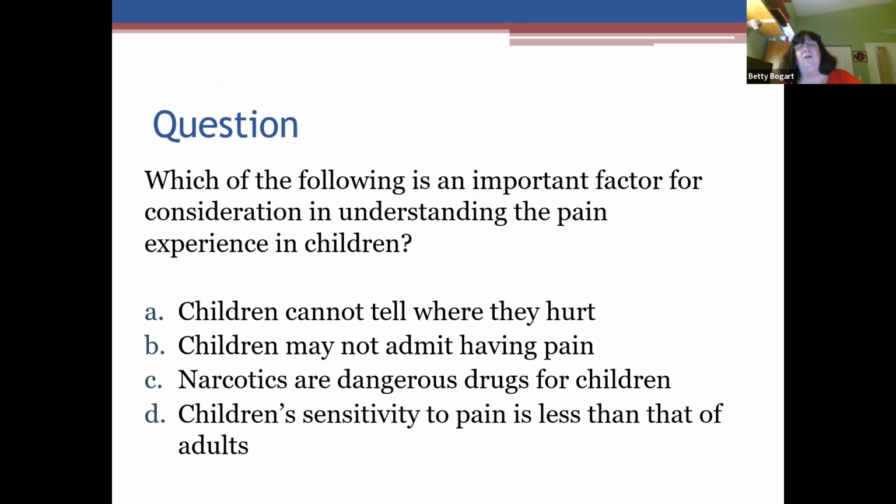So, which of the following is an important factor for consideration in understanding the pain experience in children? B. Yeah, they're not going to admit it. They don't want it. They're afraid. They're just totally afraid. Any questions so far?